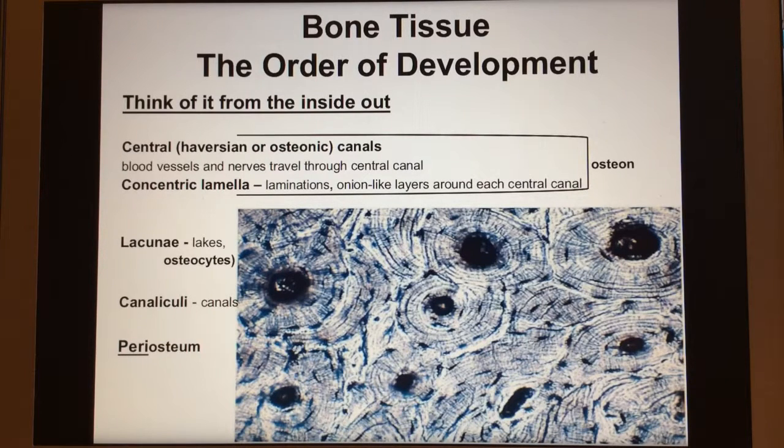And then the lacuna is, I don't want to say bubble. This says lakes. That's so weird. It is the space that holds the osteocyte, and then the canaliculi are those canals. And then the whole bone is covered in periosteum.